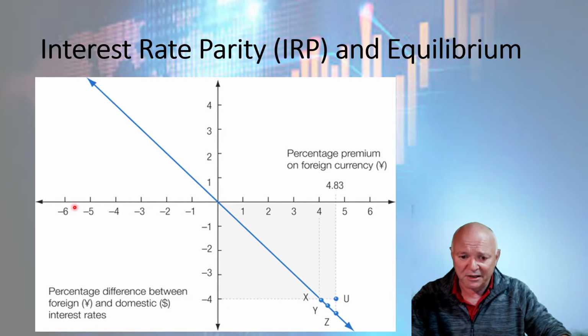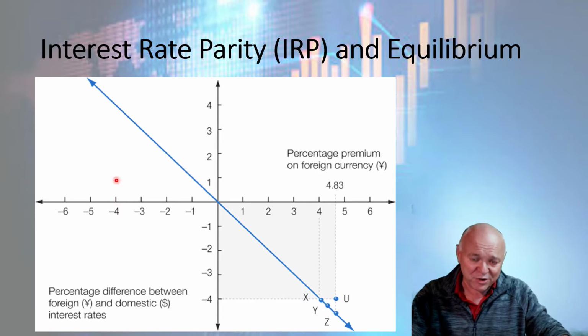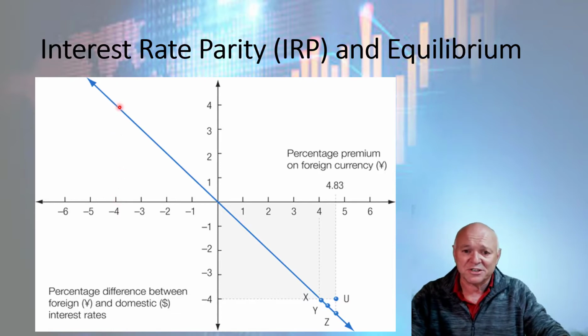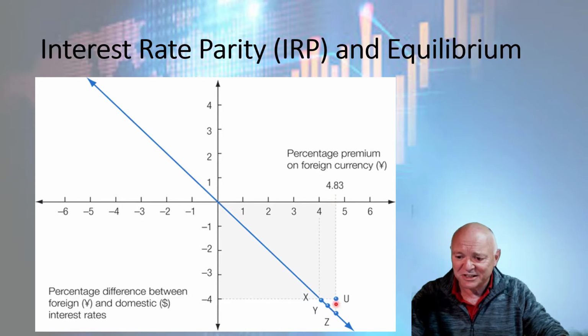So if we have, for our particular currency, a negative premium on our interest rate, if our interest rates are 4% below the interest rates that are offered in other countries, we'd expect to see our currency appreciate by 4%. On the other side, if we have a premium, here we've got a 4.83% difference in our premium, we'd expect to see a decrease in the value of the currency. Now, what we have here is an imparity, so we're above that line.